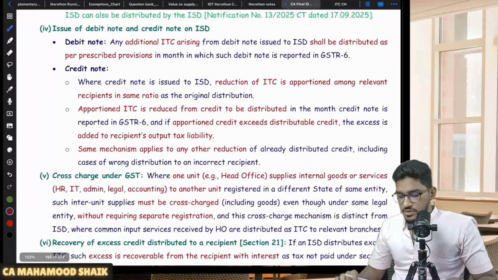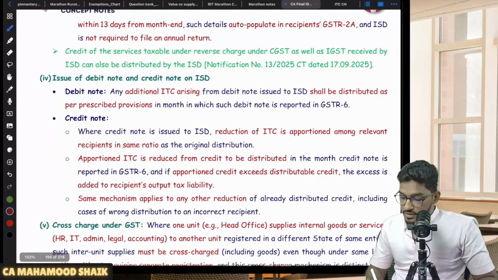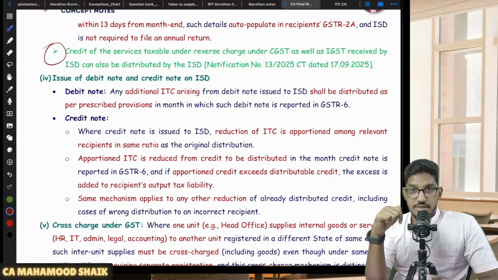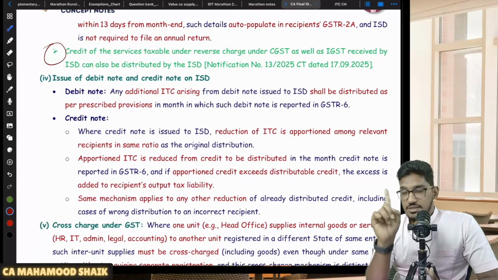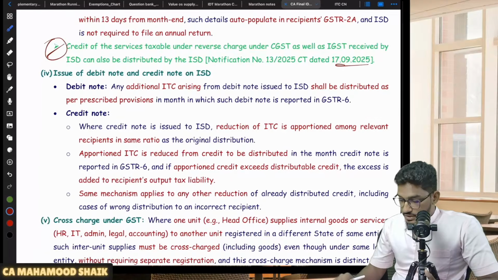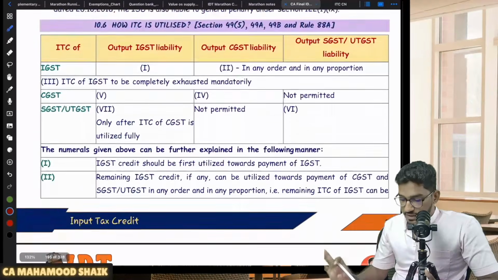That's all. So this one amendment is there. So what is that amendment? Not just GST paid under forward charge mechanism. Even if the ISD is paying any GST under reverse charge mechanism, that also can be distributed. Even GST paid under reverse charge mechanism also can be distributed. This is one amendment they have done recently. Next. So these debit notes, credit notes, all this we have covered.